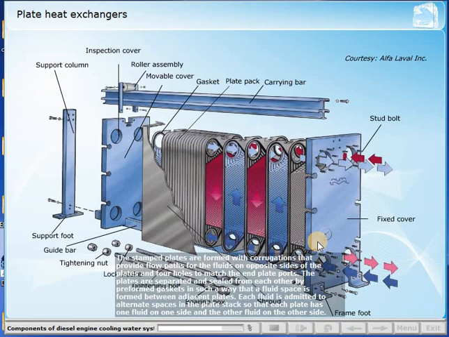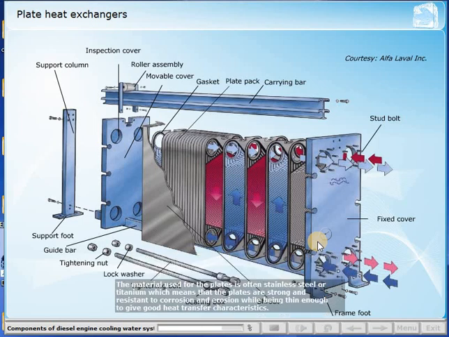The stamped plates are formed with corrugations that provide flow paths for the fluids on opposite sides of the plates, and 4 holes to match the end plate ports. The plates are separated and sealed from each other by pre-formed gaskets, in such a way that a fluid space is formed between adjacent plates. Each fluid is admitted to alternate spaces in the plate stack, so that each plate has one fluid on one side and the other fluid on the other side.